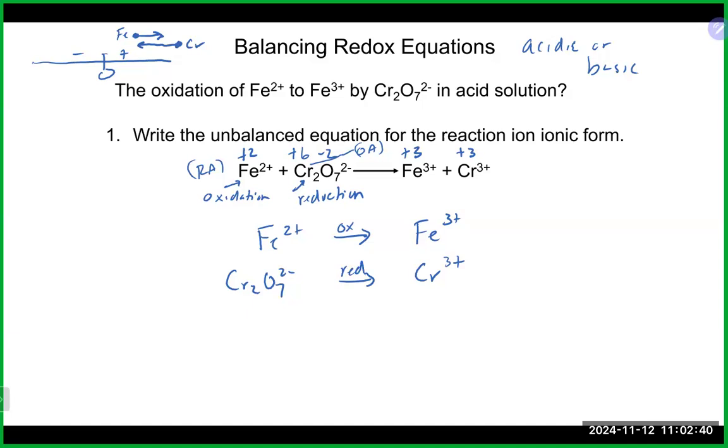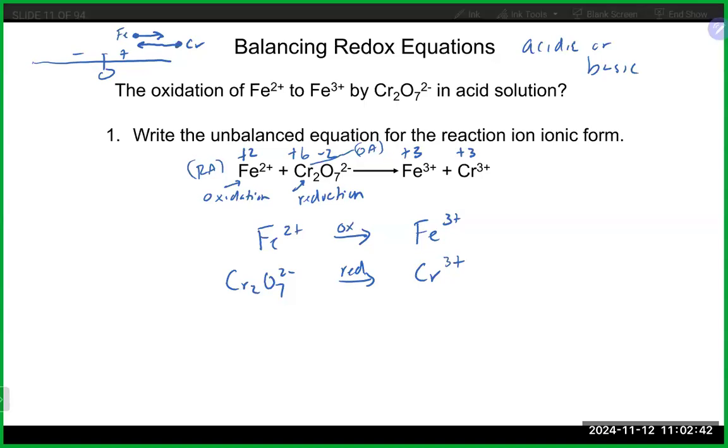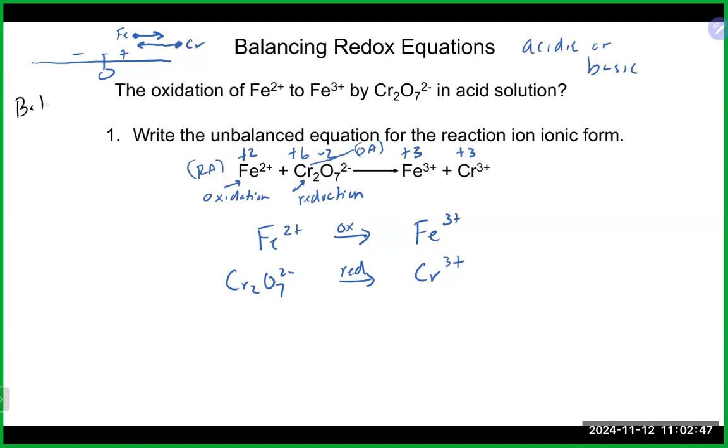Now, once you do this, the next thing you want to do is balance all elements, except hydrogen and oxygen. So in this case, on the iron half reaction, I have one iron on the left, one on the right, so it's good to go. Bottom half reaction, I have two chromiums on the left, only one on the right. We balance it like a normal reaction or equation. We just put a coefficient in front, so we do need to balance that.